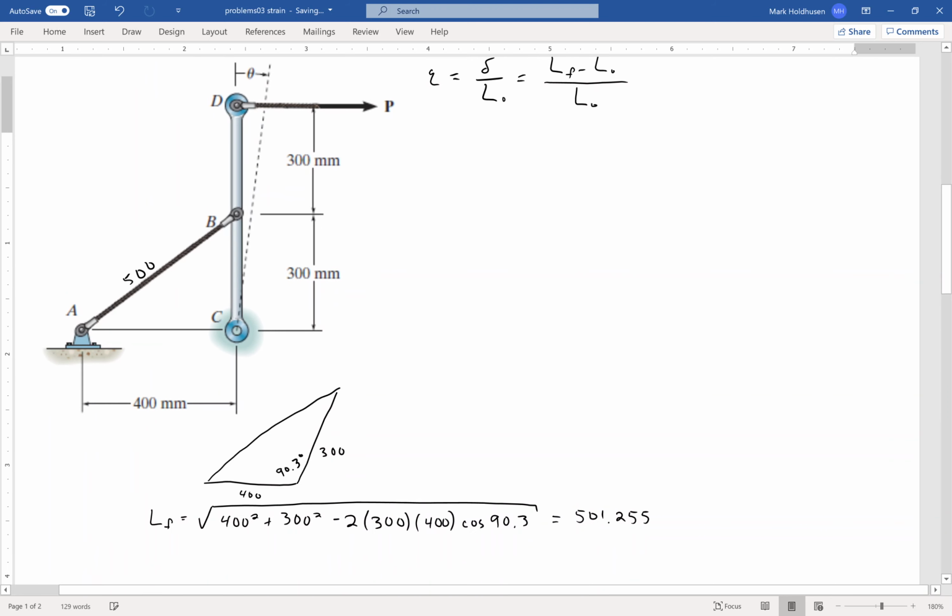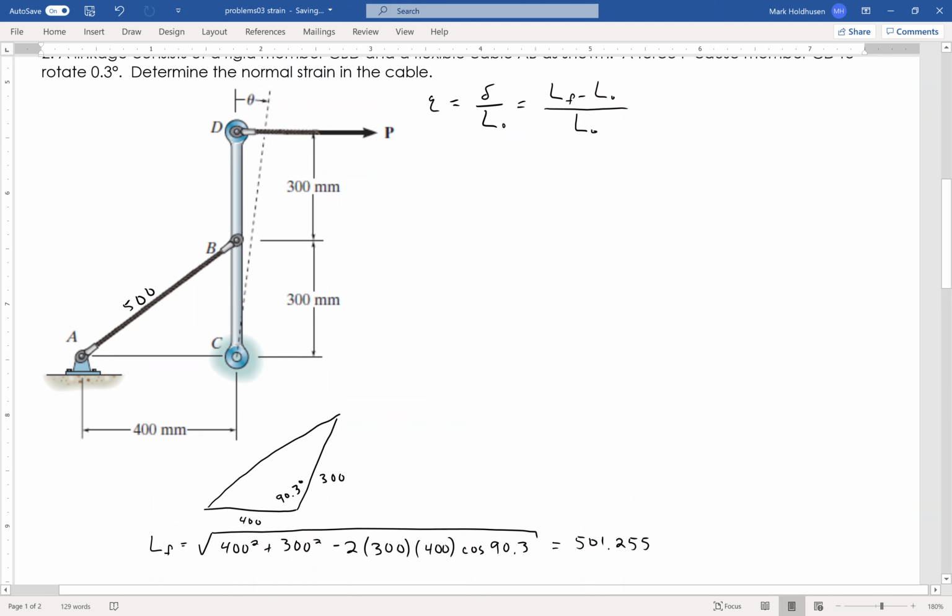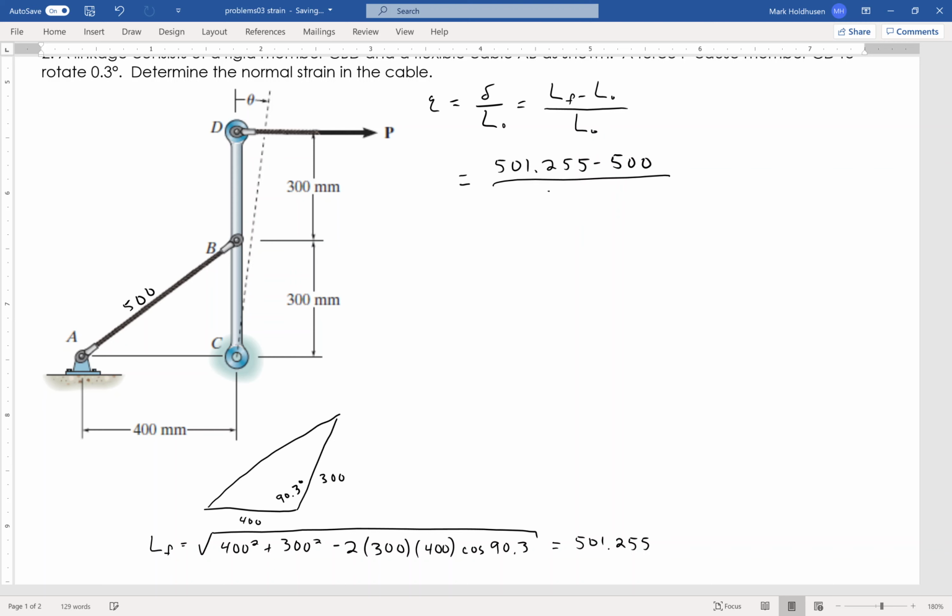Okay, so going back up to find my strain then becomes 501.255 minus 500, which is the initial length, divided by the initial length, which is 500, and I find the strain then to be 0.00251. Again, this is dimensionless because it's length over length, okay?